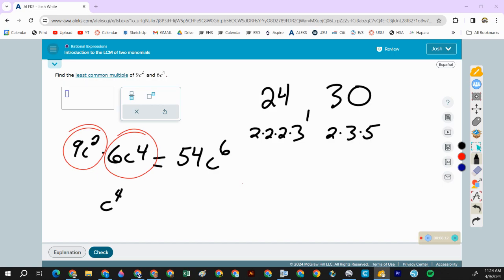So what goes in my least common multiple? Well, I need 2's. How many 2's do I need? 3 of them. I need 3's. How many 3's do I need? Either one, right? They're the same on both sides, so I'll circle this one. And I also need a 5. So that's going to be 8 times 3 is 24 times 5, which is 120. That is the least common multiple.